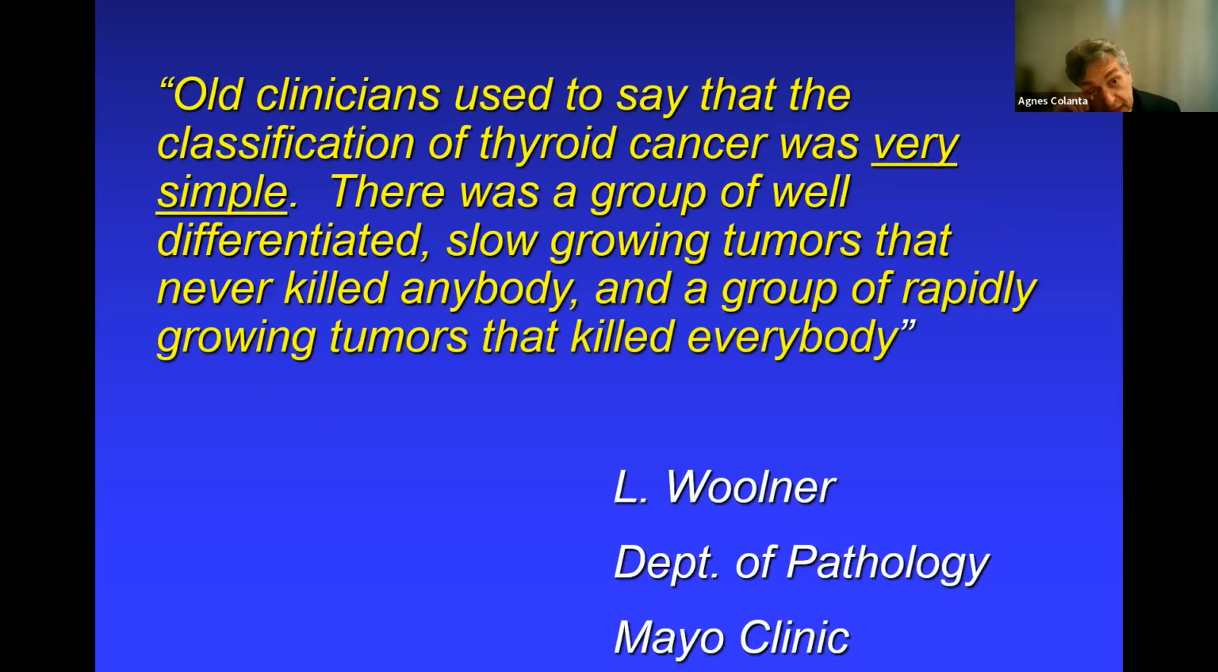Now let's jump to another subject, which is thyroid carcinoma with intermediate prognosis. This is a statement from Dr. Warner, who was a pathologist at the Mayo Clinic, and he said that all clinicians used to think that the classification of thyroid cancer was very simple. There was a group of well-differentiated, slow-growing tumors that never killed anybody, and a group of rapidly growing tumors that killed everybody.